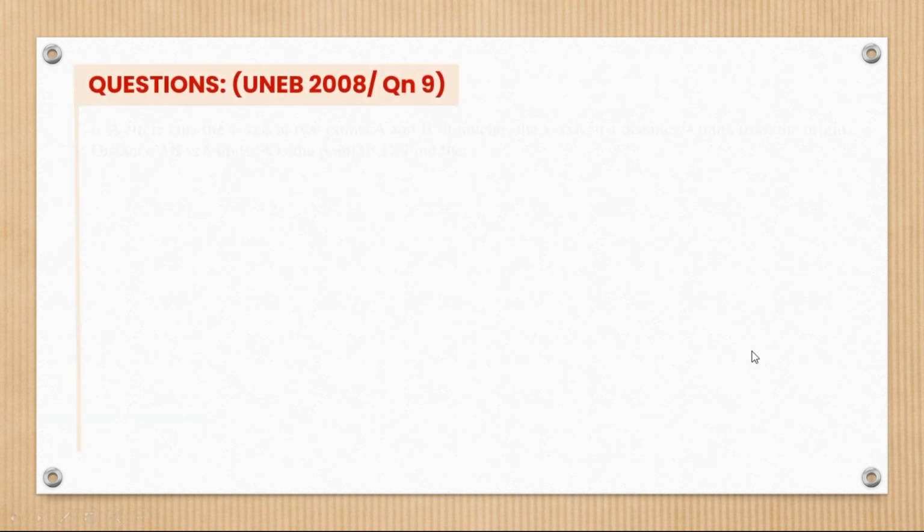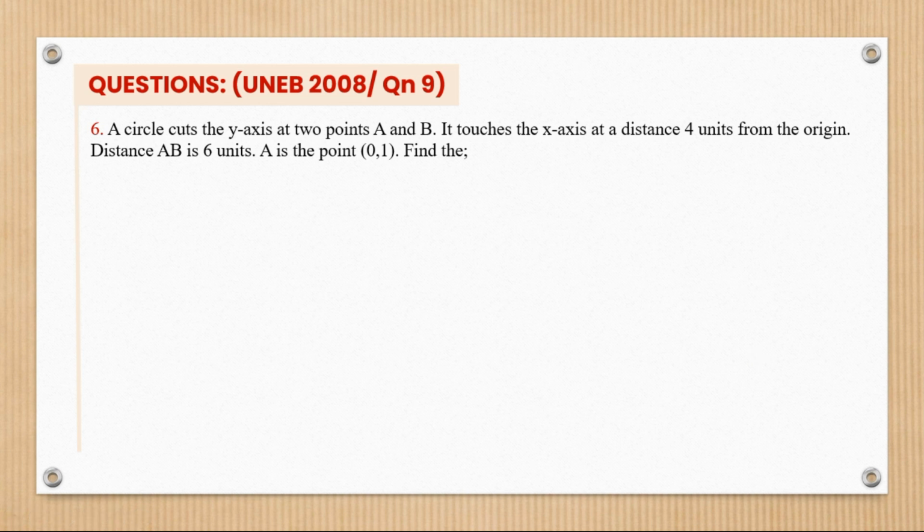Alright, so we move on to question number 6, and this question is from UNEB 2008, question number 9. We're being told that a circle cuts the y-axis at 2 points A and B. Then we're being told that it also touches the x-axis at a distance 4 units from the origin. The distance AB is 6 units, and we're being told that A is the point 0, 1. Find part A, the equation of the circle, and part B, the equations of the tangents to the circle at A and B.